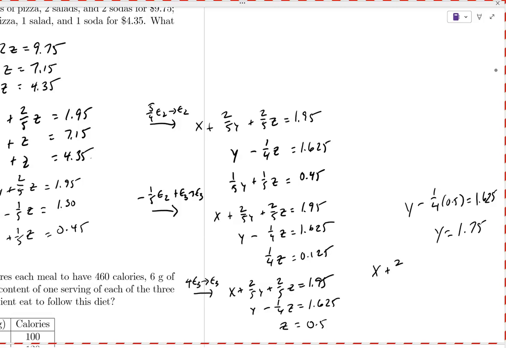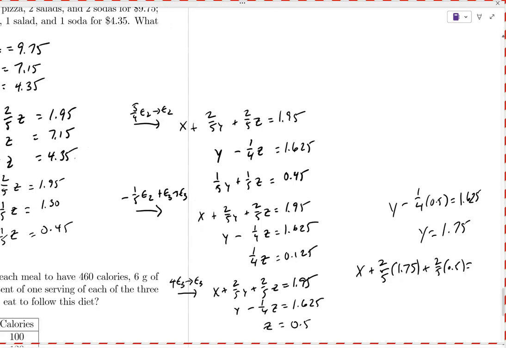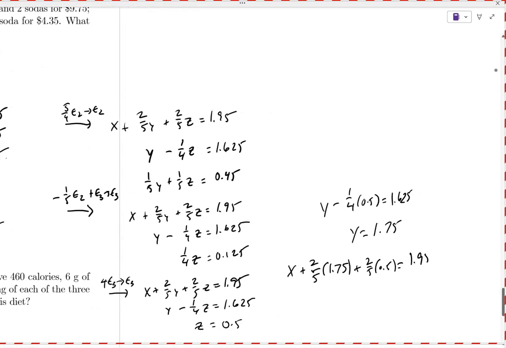X plus 2/5 times 1.75 plus 2/5 times 0.5 equals 1.95. Let's see. Making a value for x on that one. 1.05.